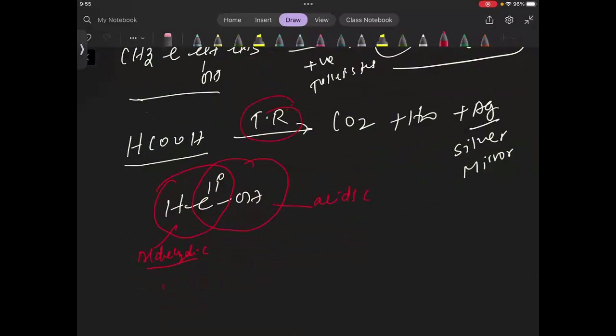Okay. Students, formaldehyde, what will happen? HCHO with the Tollens reagent, as usual, forms the acid, and plus what happens? Silver mirror is formed. Ag silver is formed, 2Ag.